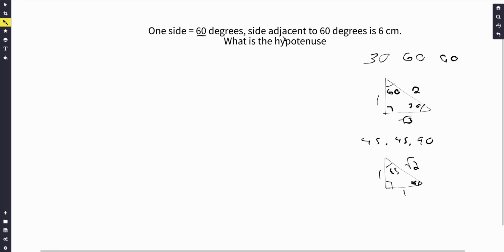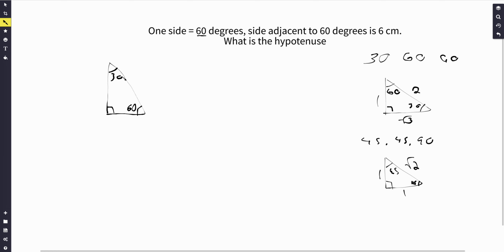Okay, so let's just draw a sketch again. We know it's a right triangle. That is really bad. That's a little bit better. Okay, so one side is 60 degrees. We don't know what that one side is. I'll just label this the 60 degree side, just because. We know this is 90 at least. By process of elimination, that leaves this is 30.